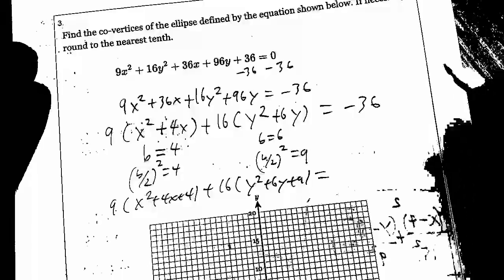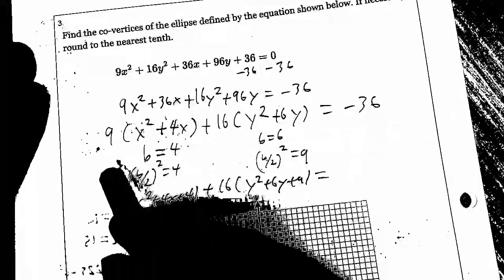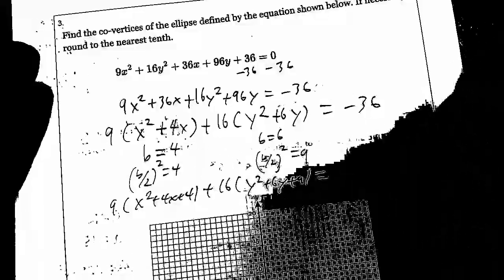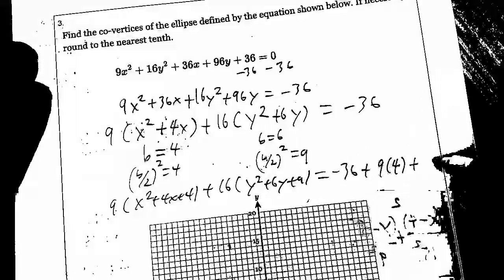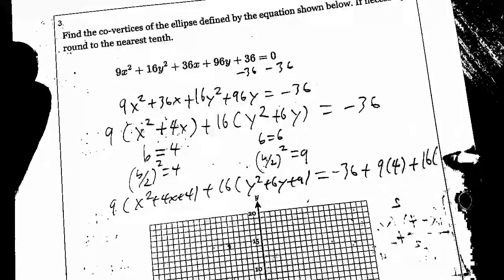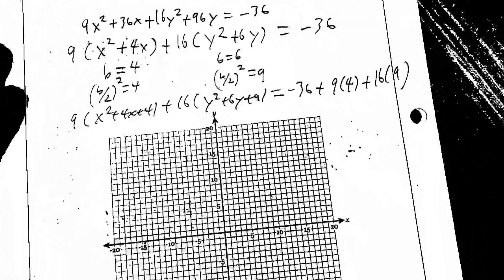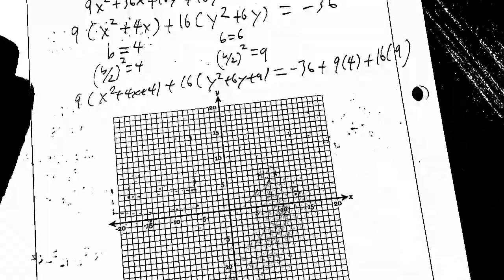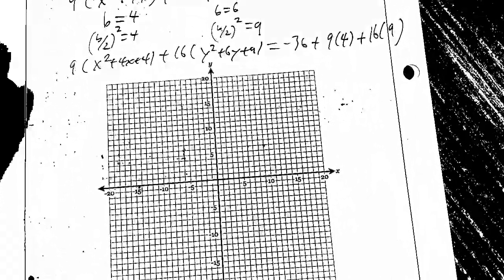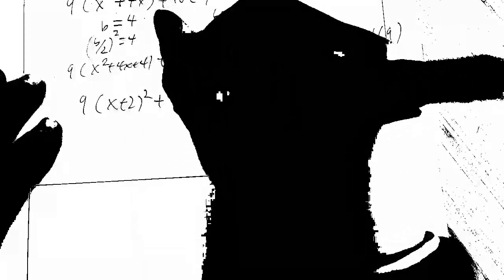And then on the right side, we're going to add the 9 and the 4, but we have to multiply them by this 9 and this 16. So we're going to get negative 36 plus 9 times 4 plus 16 times 9. Okay? You follow me so far? Are we okay? Okay. So now I can rewrite this as a perfect square, which is pretty nice. We will write this as 9 times (x plus 2) quantity squared plus 16 times (y plus 3) quantity squared.